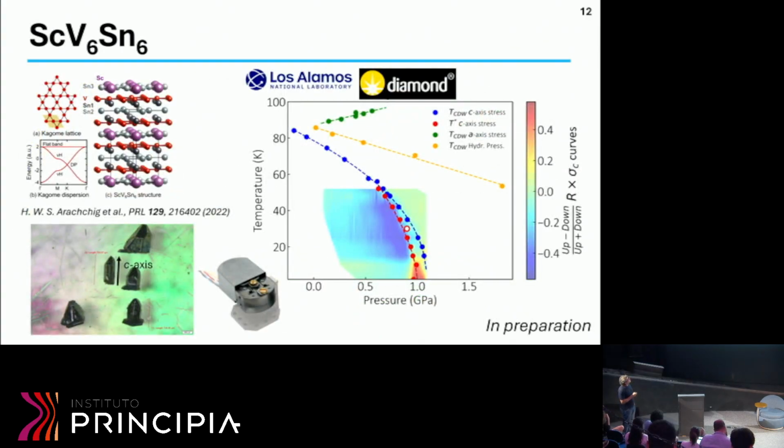Another system that we're looking at is scandium vanadium 6 tin 6. This one is a charge density wave system. It doesn't have superconductivity, but by tweaking something in the heat treatment of growing these crystals, we could grow along the C-axis, since these types of kagome metals are like flat crystals. Okay, so we grew this along the C direction and looked as a function of strain, and we see some differences in the C-axis and the A-axis, and it's also a little bit different from the hydrostatic pressure results.